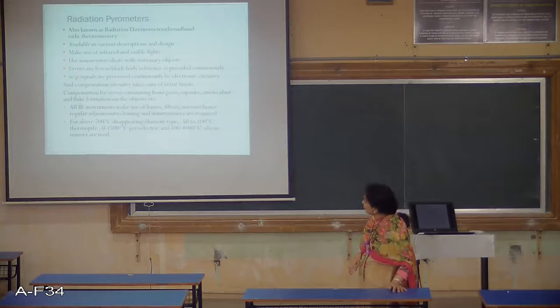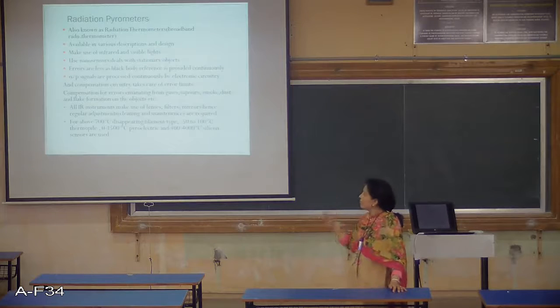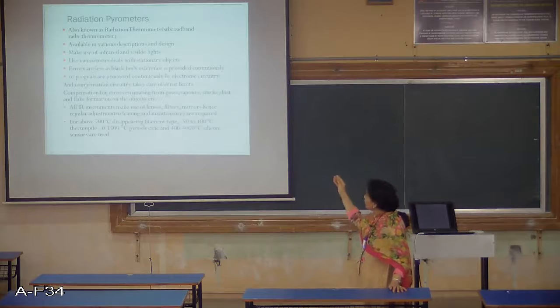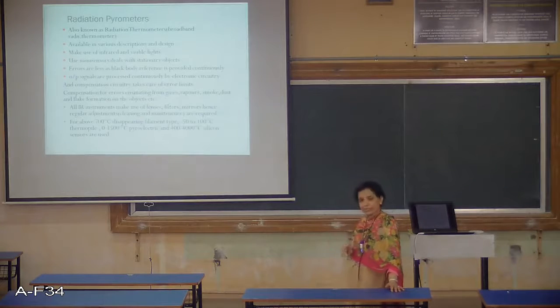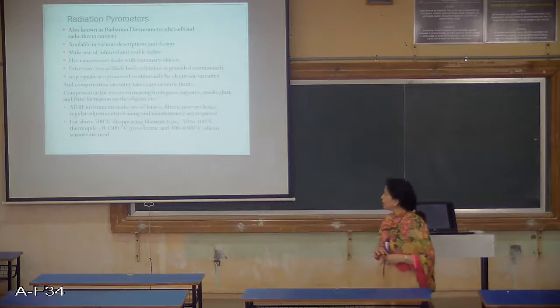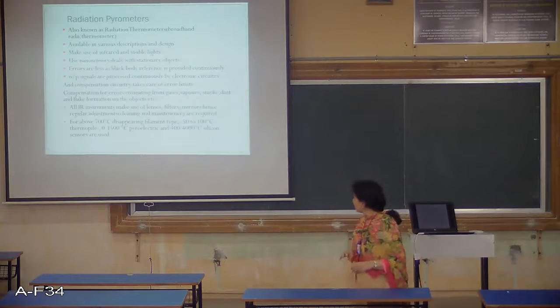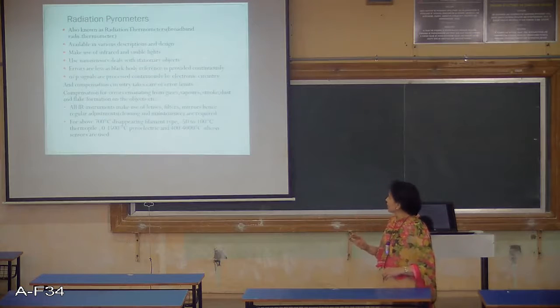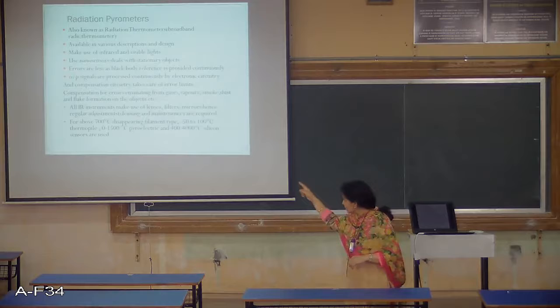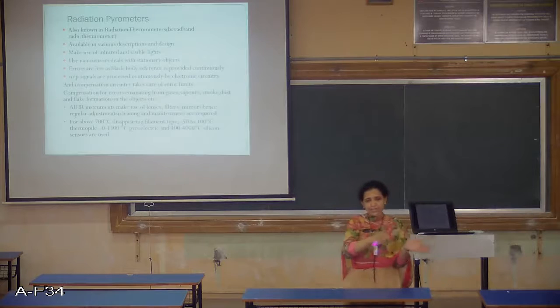So for above 700 degrees centigrade, there is the disappearing filament type, and for minus 50 to 100 degrees centigrade, thermopiles are used. Thermopiles, we have already studied in thermocouples, where the piling of your crystal thermometers is done. Then for 0 to 1500 degrees centigrade, pyroelectric types are used. Then for 400 to 4000 degrees centigrade, silicon sensors are used. So this gives you an idea for different ranges of temperature.